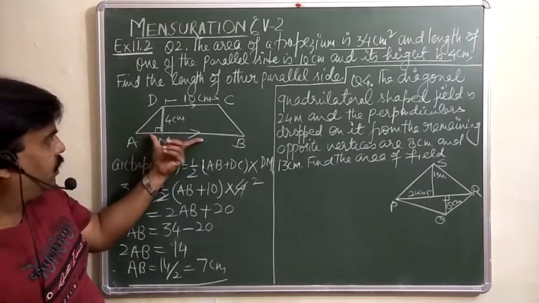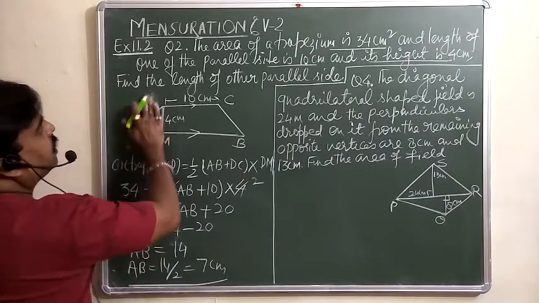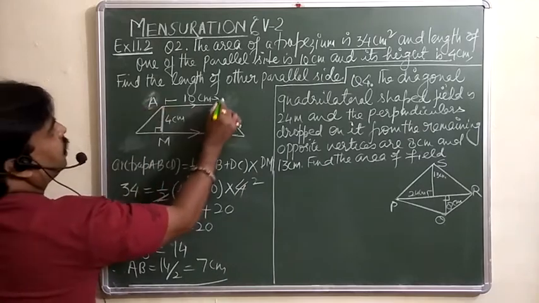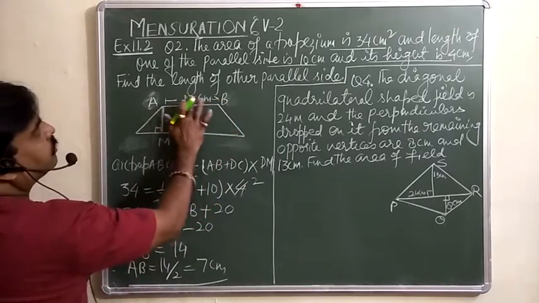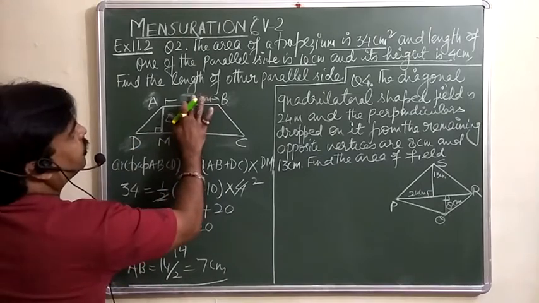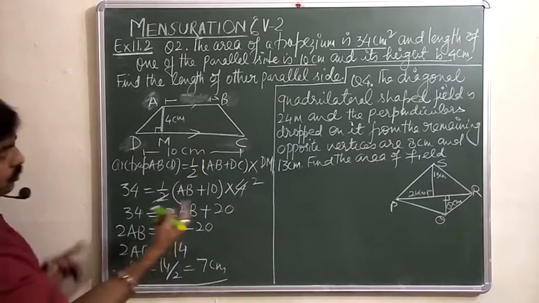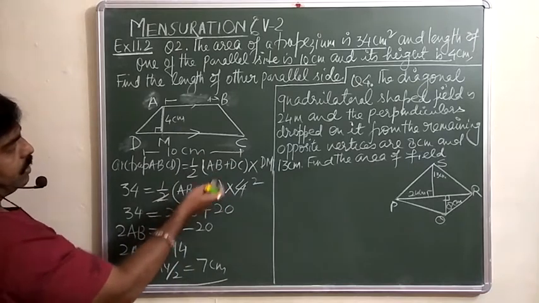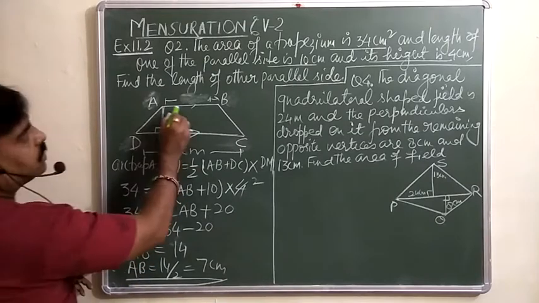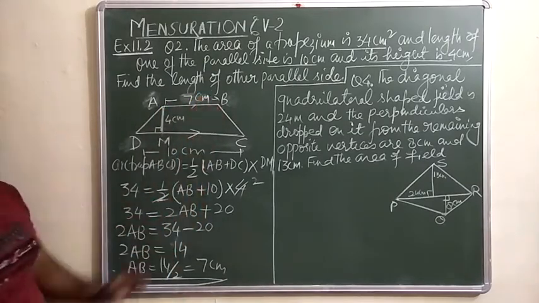So the length of this AB is 7 centimeter. Need not worry, we have drawn this figure in this way. If you want, you can also write it like this. You can take here, there should be no confusion. This is A, B, C, D you can take. This is given, let's suppose, 10 centimeter. So now AB plus DC, that is 10, and solve it, you will get AB is 7 centimeter. So the length of this one AB is 7 centimeter.